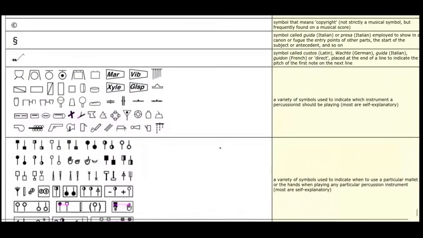What is all this? What we're looking at here are percussion indications as to what instrument you're supposed to play. Yes, that is an indication at the bottom for a pistol or a cannon. That happened.